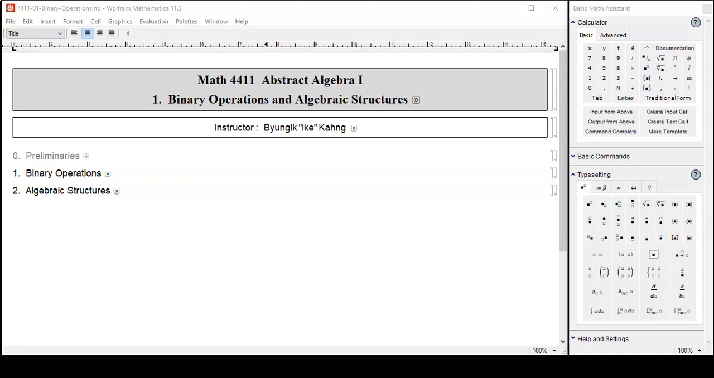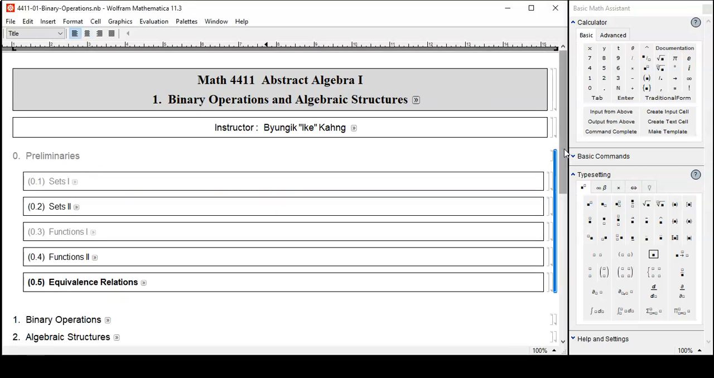Hello students, welcome to Math 4411, Abstract Algebra 1. Before starting Abstract Algebra, however, let's have some discussion on preliminaries. More specifically, I'd like to talk about these three topics: some set theory, some function theory, and finally, equivalence relations.